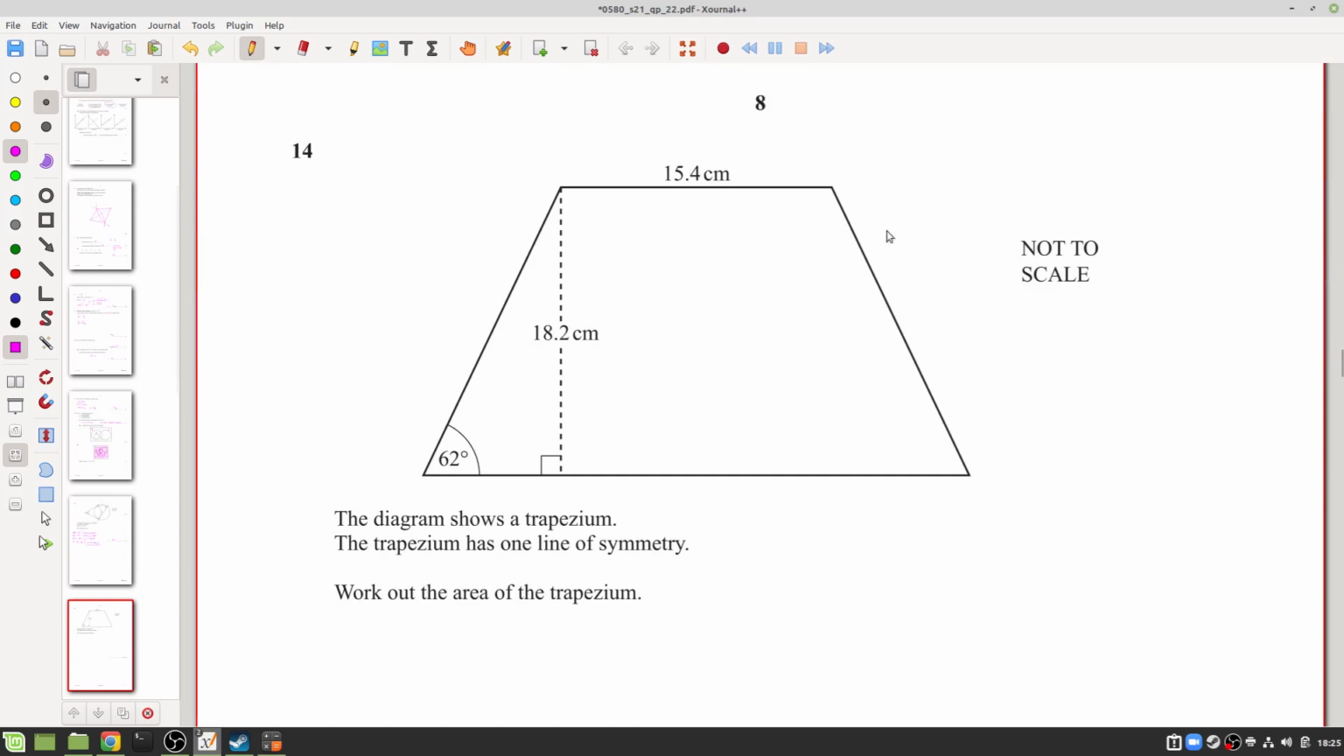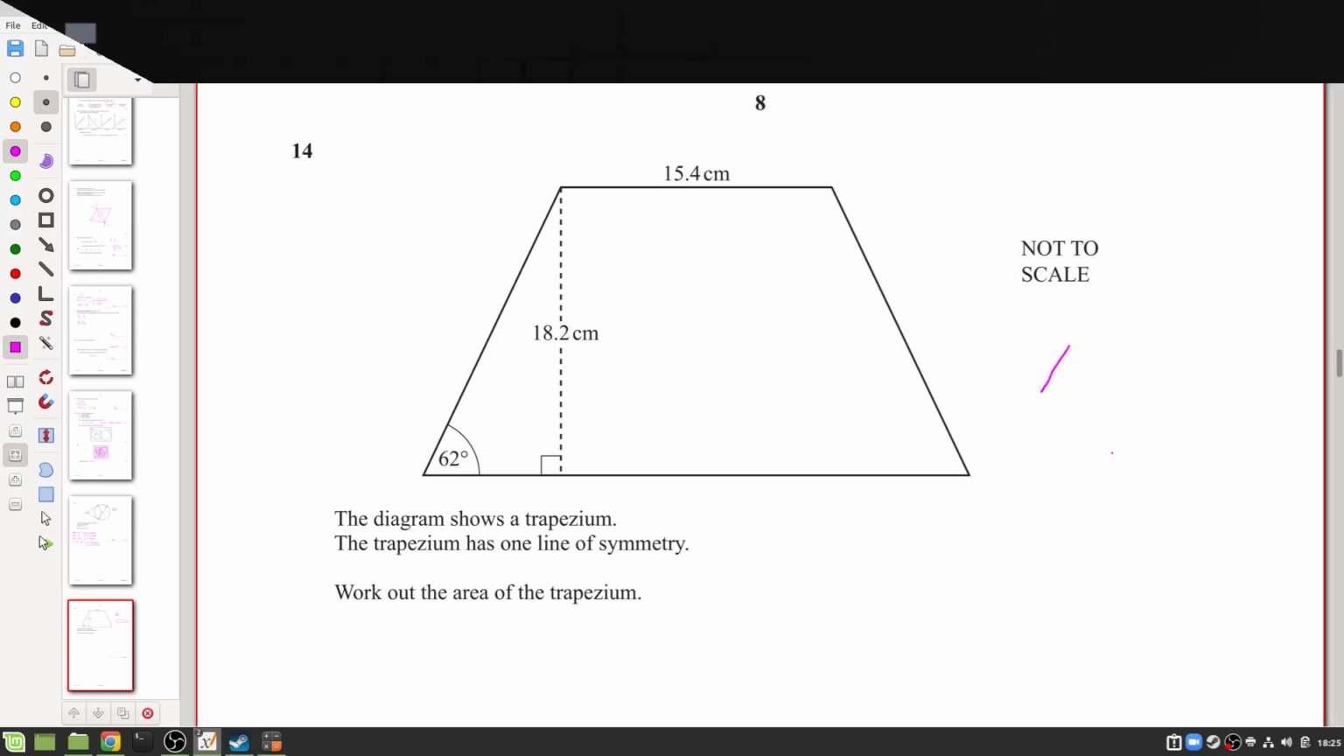Question 14, okay, we've got a trapezium. The diagram shows the trapezium. The trapezium has one line of symmetry. Okay, so we know if it has this line of symmetry here, that's the only option we have, then that means that these two sides are at the same angle, right? Because if we had a trapezium like that, then obviously this wouldn't be a line of symmetry, it wouldn't fit, right? So if this line is exactly the same as that one, same angle, then now it does have a line of symmetry.